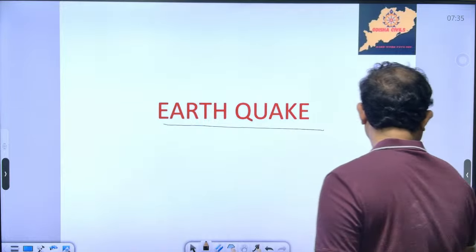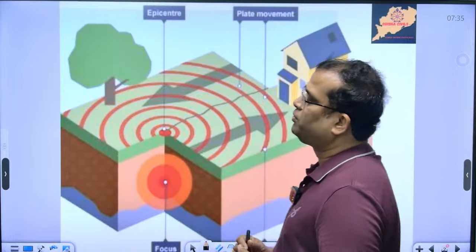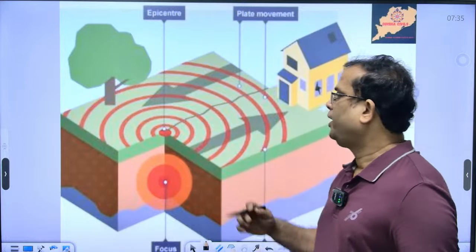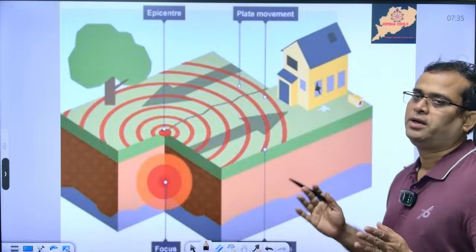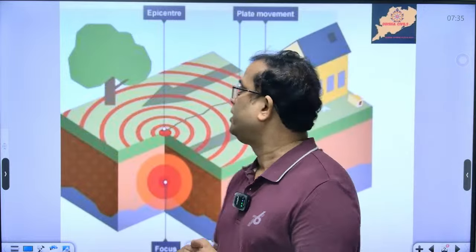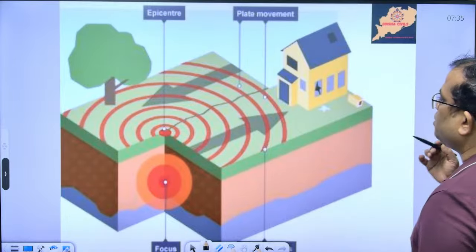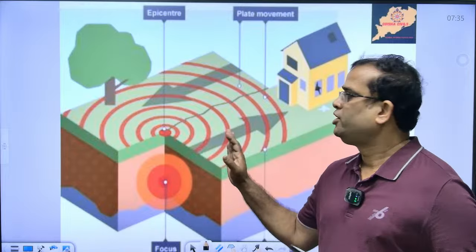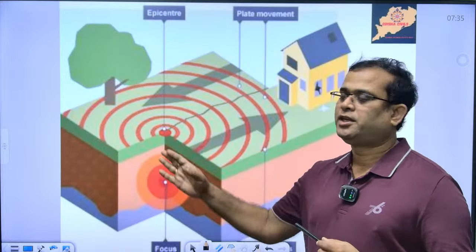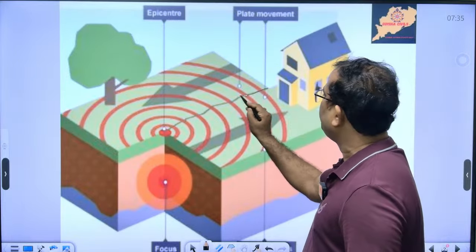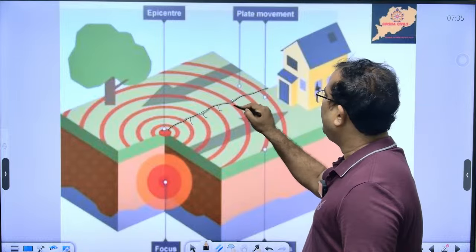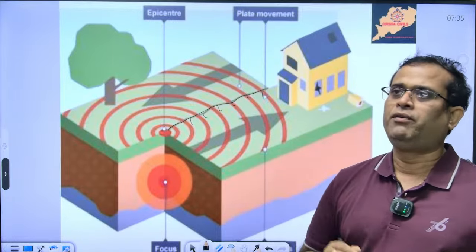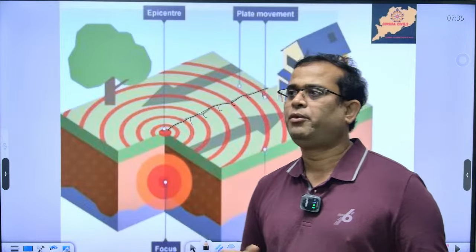Earthquake, how it happens. Normally from this figure we can say earthquake is basically a motion, right? Earthquake is a motion in the earth's surface. Suppose in this diagram you can see that there is a fault line. This is a fault line, right?